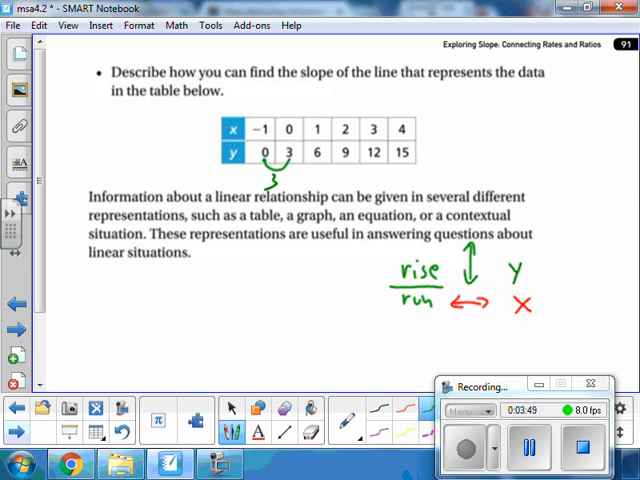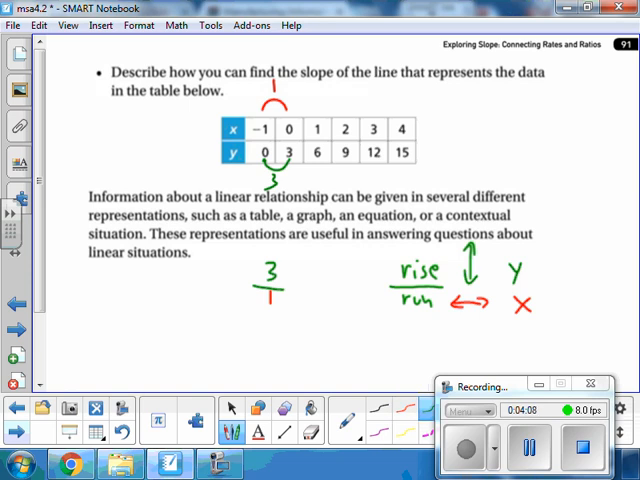So right now I can say that for my rise to run, it rises 3. Now let's look at the run for the same spot. From negative 1 to 0, it's rising 1. So I can say it's 3 over 1. Now this seems like my slope. It quite possibly is, but I'm going to check another place.